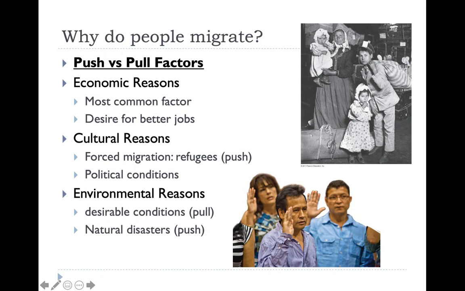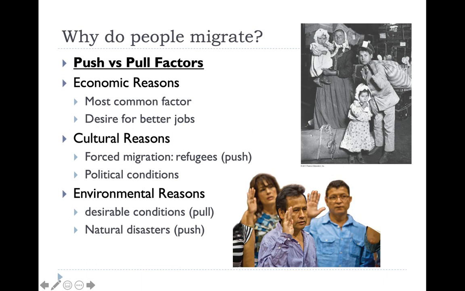When we look at push and pull factors, there are many different things that can be categorized as push and pull factors. You have economic reasons, cultural reasons, and environmental reasons. The economic reasons for push and pull factors have to do with money. Most of the time, people are looking for a better job. Economic reasons are the number one most common factor for somebody either leaving their country or moving to a new country.